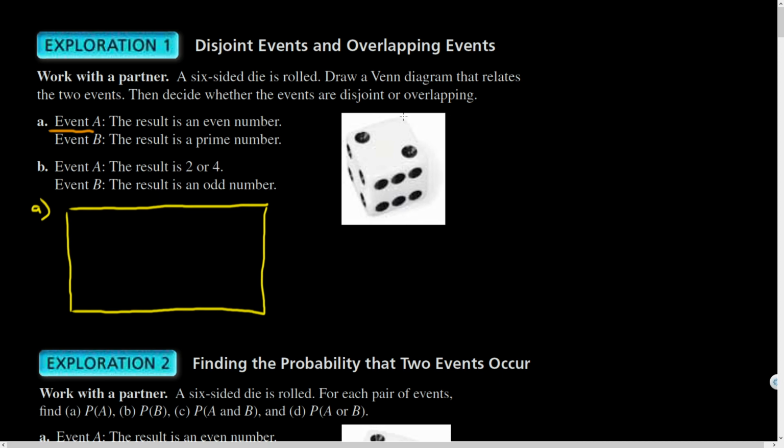So for event A, let's say I'm rolling a die. They want me to draw a Venn diagram, so that's what I'm doing. It says the result is an even number, so the probability the result is even. And the possible outcomes of that would be, well, actually, let me read the other one. The next one is the result is prime. Could even numbers ever be prime? Yes, there's some overlap there. And so event B would be prime.